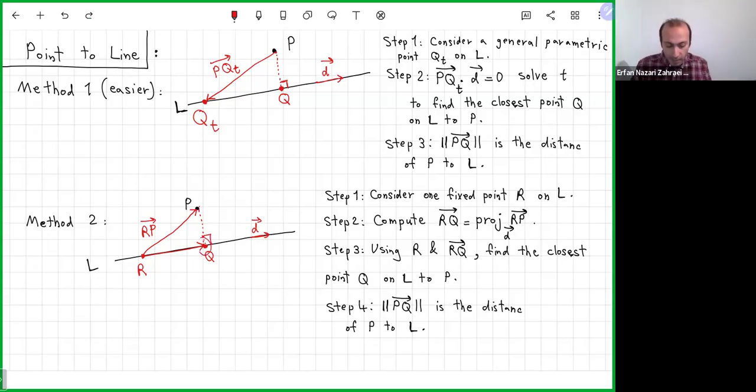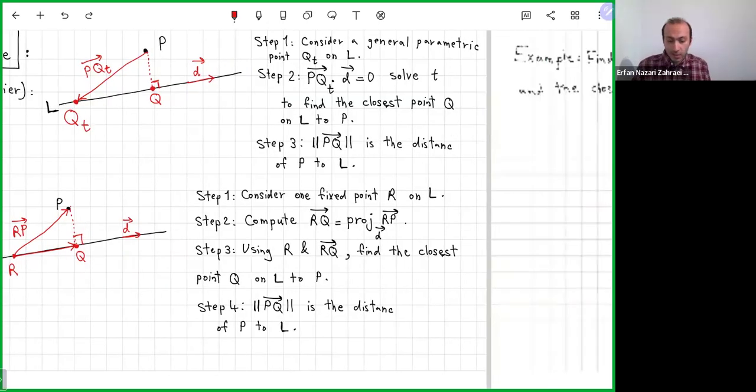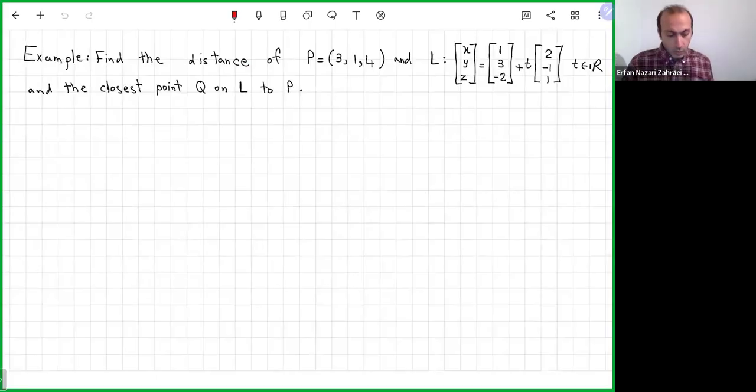So then I have the closest point and I can find the distance between P and Q to find the distance between point and line. This is the second way to do it. Now let's do one example. I'll do method 1 as practice. You try method 2 and you should get the same answer. That's an exercise after the video for you.